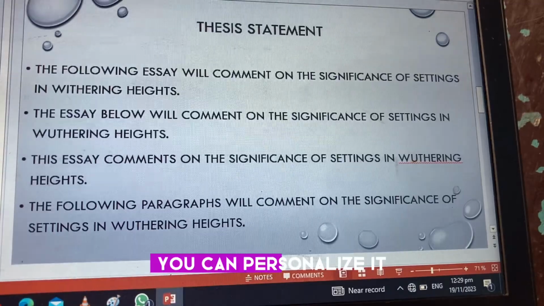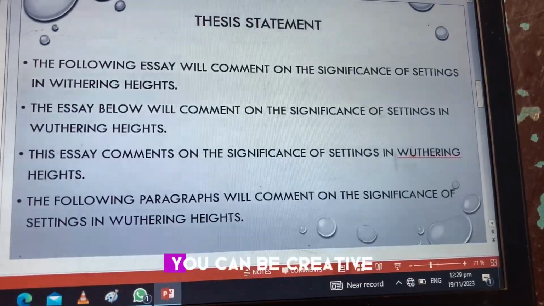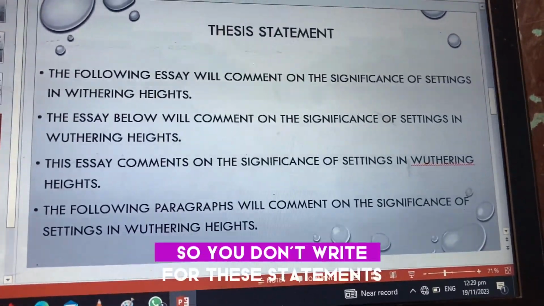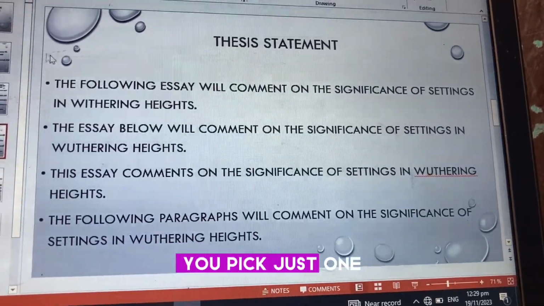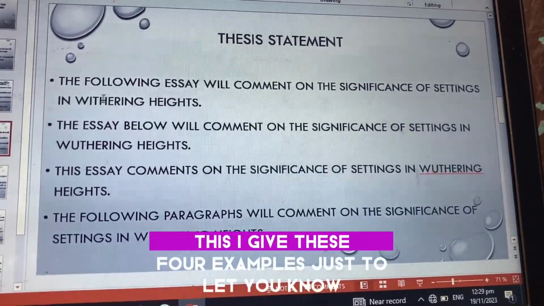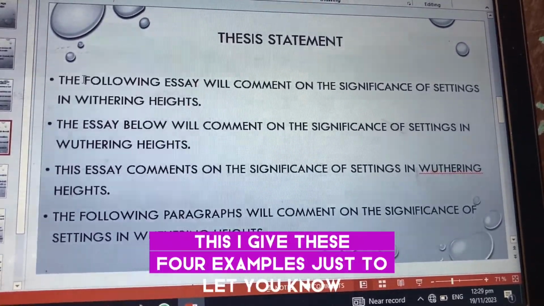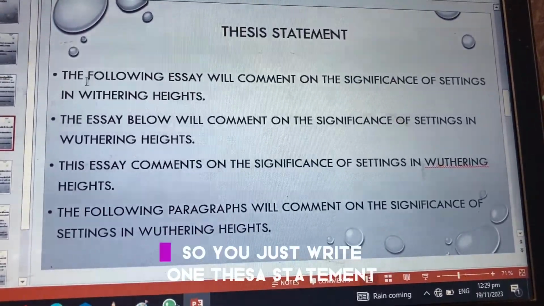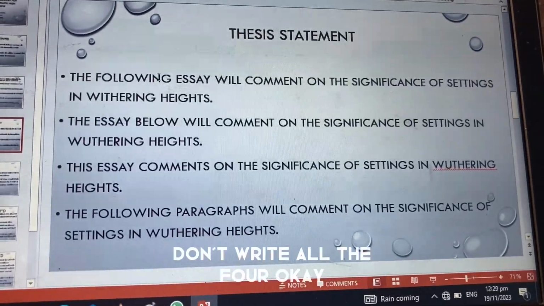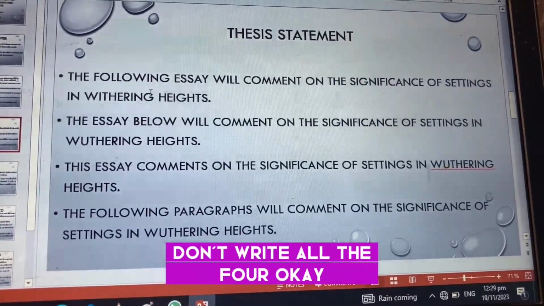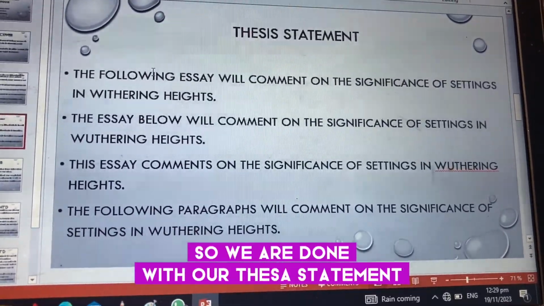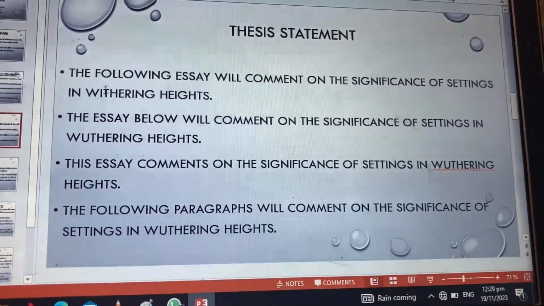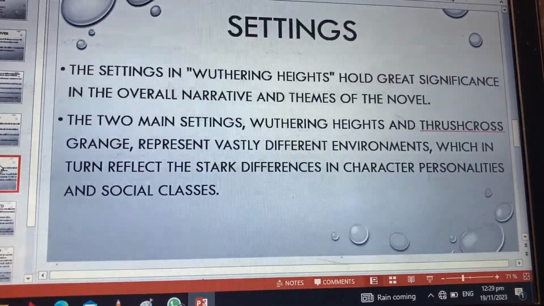You can personalize it, you can make it your own, you can be creative. You don't write 4 thesis statements. You pick just one. I gave these 4 examples just to let you know there are so many ways you can write your thesis statement. So you just write one thesis statement. Don't write all the 4. Okay, so we are done with our thesis statement. Then we move on to our next slide.